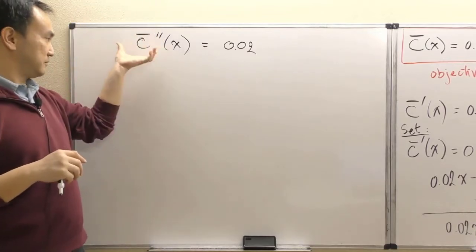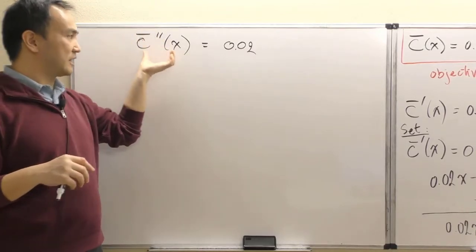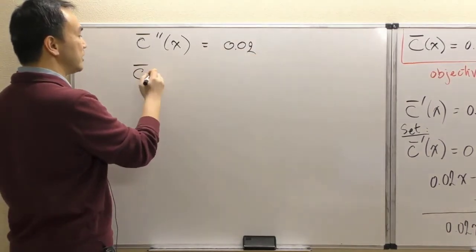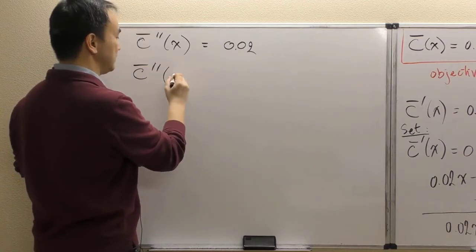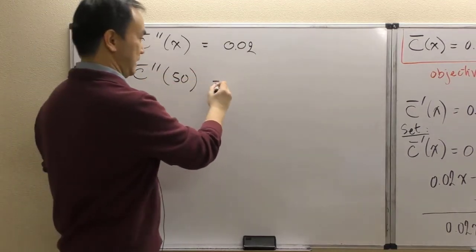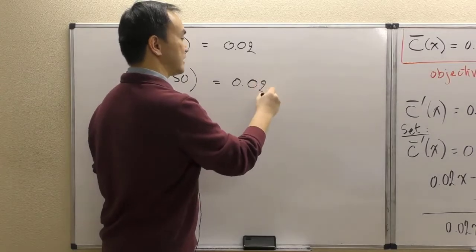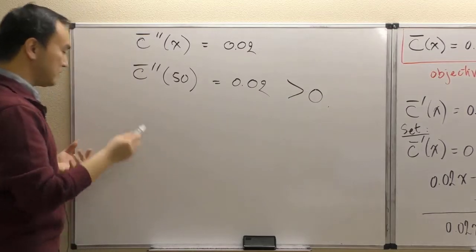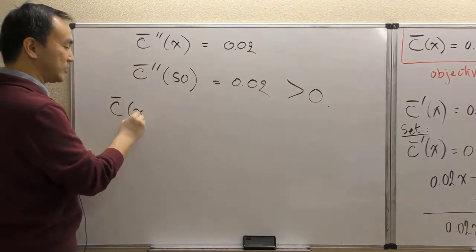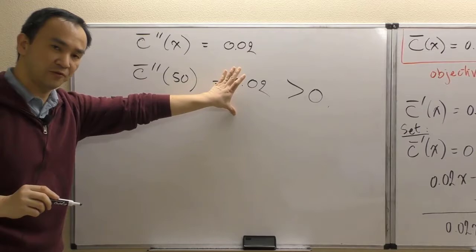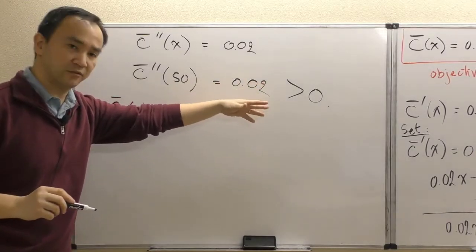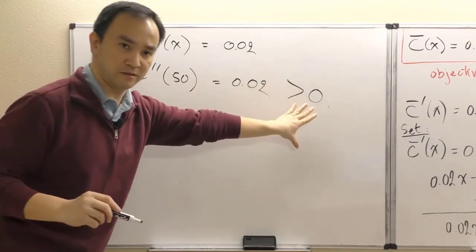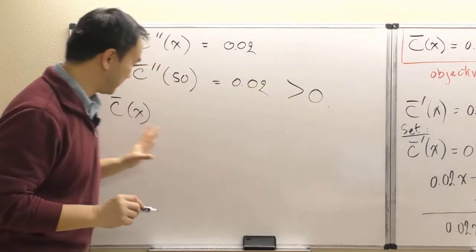And here, the second derivative of our C bar is already a constant value. So when we're substituting in 50 for our C bar double prime, C bar double prime of 50 is that same constant 0.02, which is already a positive value. So back to C bar here, this is just a test. We test to find out whether our function is reaching a maximum or a minimum at this critical value. But now once we've run into that final test result right here, then this is the conclusion.